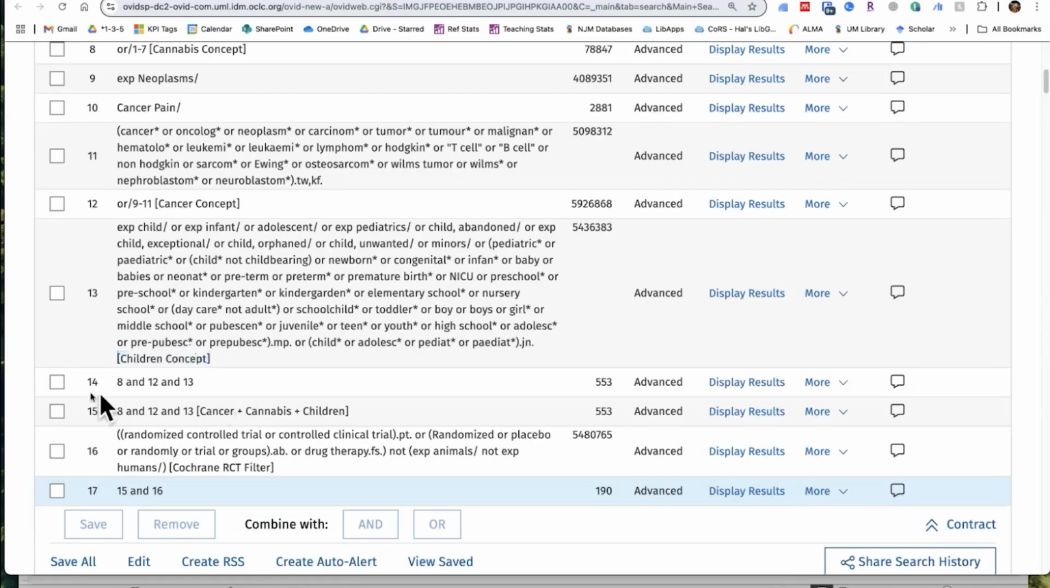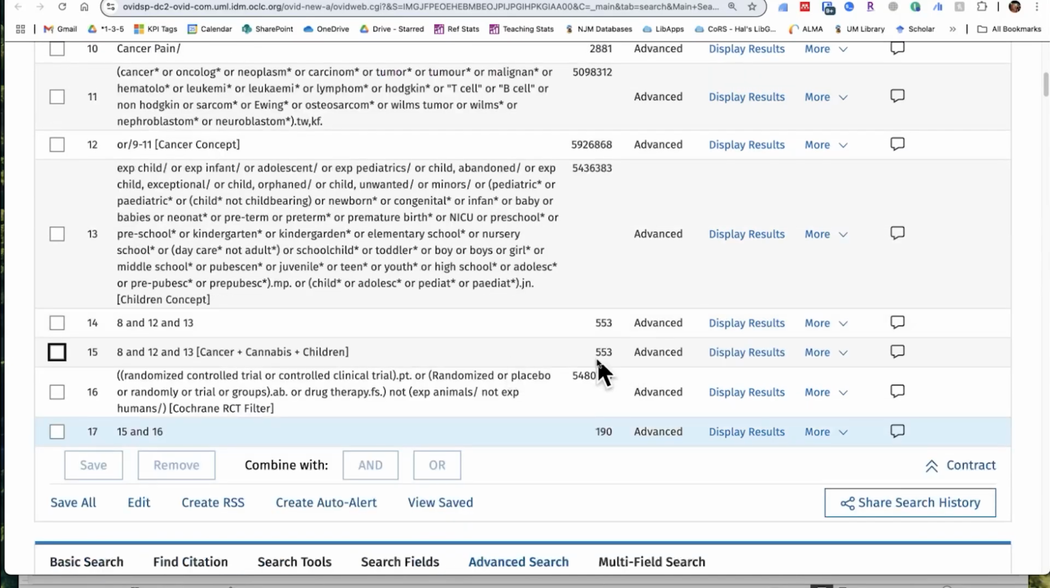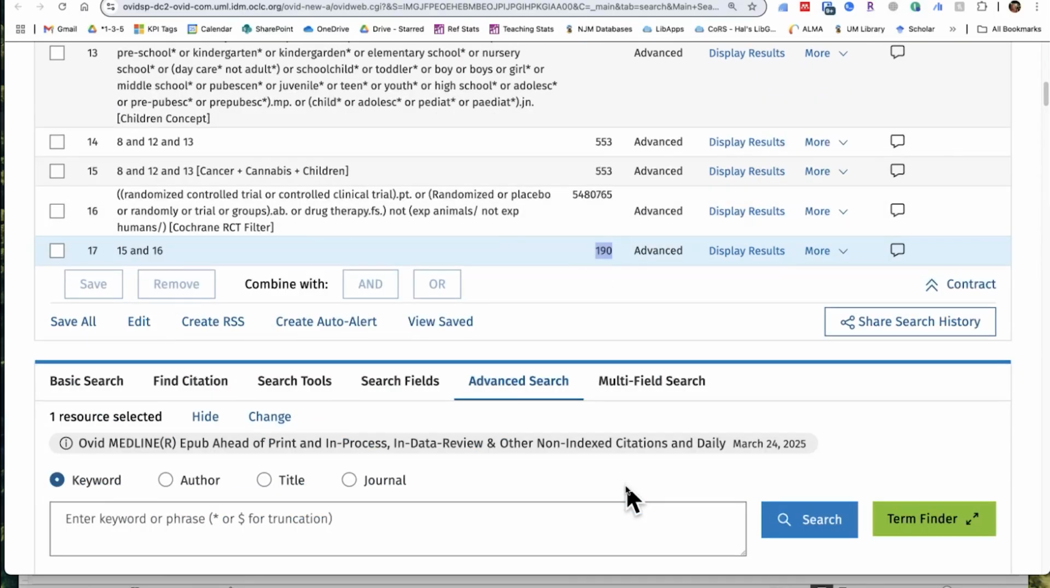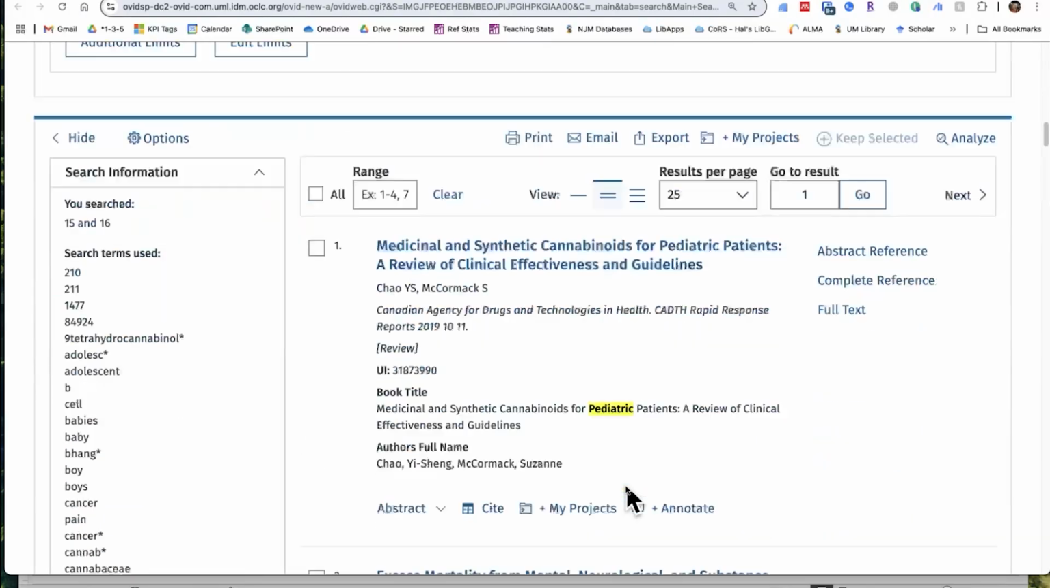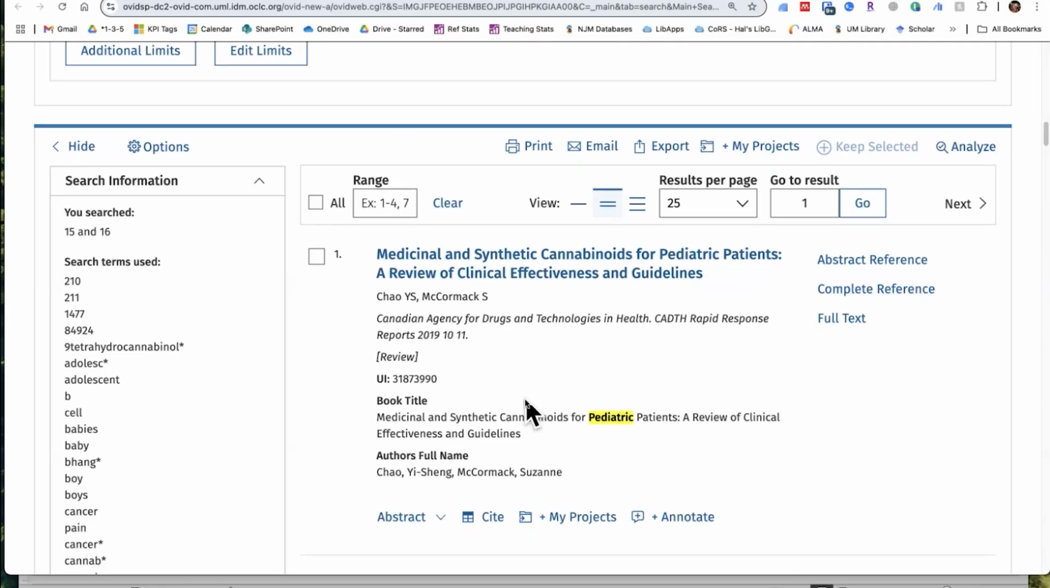And then I'm going to combine, I accidentally combined them twice. I've combined them here. So I've said 8 and 12 and 13. So that's 13 and then 12 and then 8, my 3 concepts. I've narrowed it down to 553. And then I've narrowed it down to randomized controlled trials and have ended up with 190 articles. So those articles are further below, and then I would take them all out for a systematic review. You don't get to pick and choose, you take them all out.